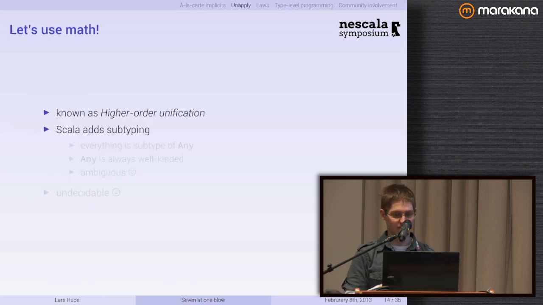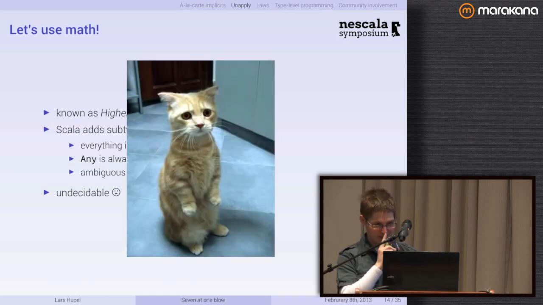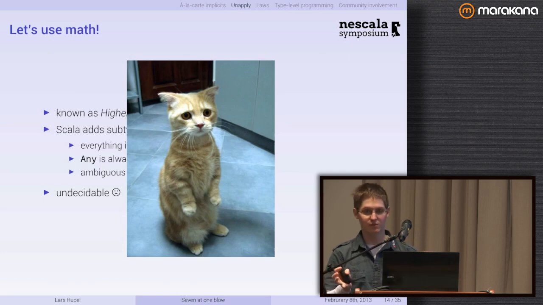So why is this bad? Because everything is a subtype of Any. Any is always treated as well-kinded, and that's instantly ambiguous. So no matter how hard you try, Any is always a candidate. So you get ambiguities all the way down. And even without subtyping, higher order unification is undecidable. Even second order unification is undecidable. So yeah, that's pretty sad. In fact, scalac is not stupid, or the people who implemented it were not lazy. It's just impossible to do in the general case.